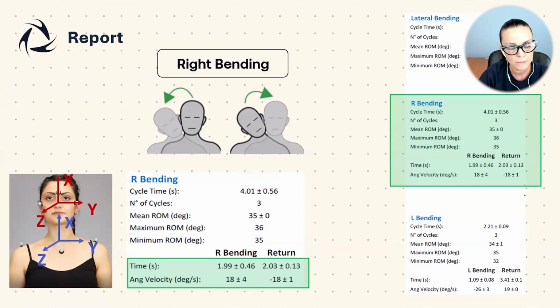The lateral bending movement occurs around the Z axis, and the positive direction develops from the head towards the right side of the subject. Indeed, the value is positive during the right bending and negative during the returning phase to the neutral position because the rotation is anti-clockwise.